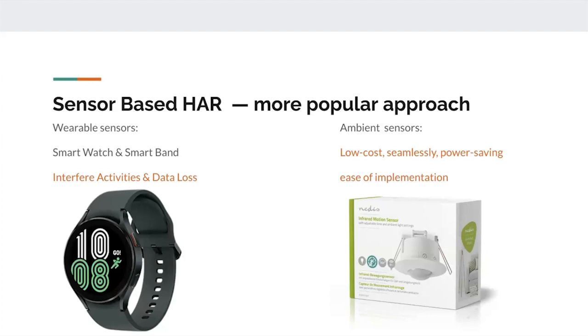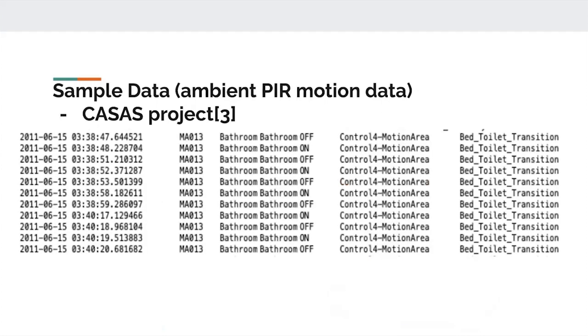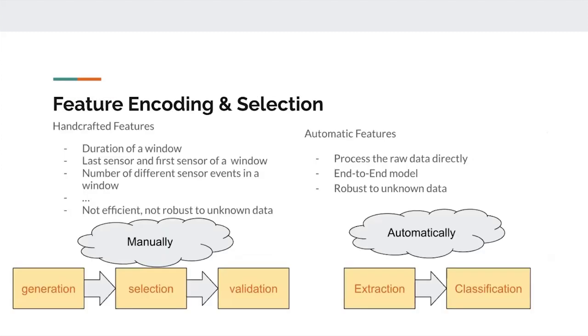Another approach is to use ambient PIR motion sensors. The advantages of this approach are low cost, power saving, and the most important thing is that such sensors can be attached to the home object seamlessly. It is also very easy to implement, especially for the elders. Therefore, in this study, we adopt the data that was collected by the CASAS project. They used this sensor type to collect the occupants' daily activity data. Here is the segment of the data we used. We will talk about it in detail in the proposed method part.